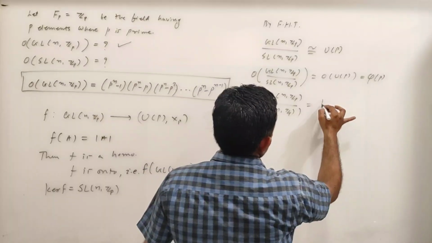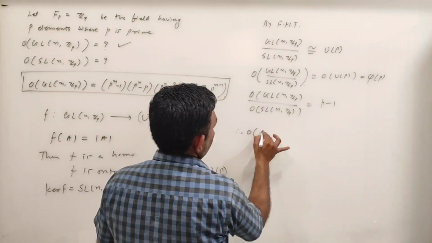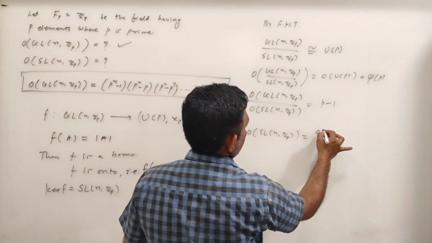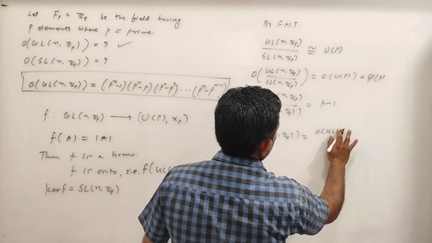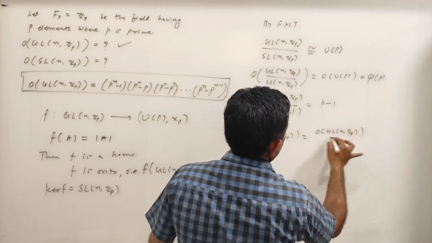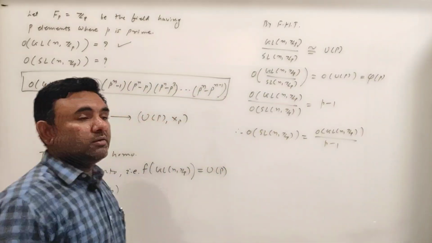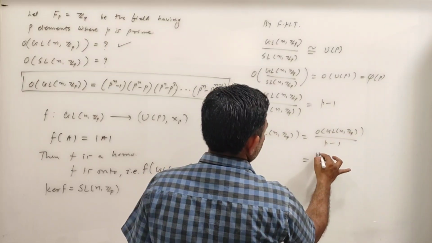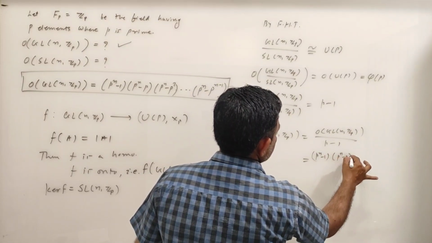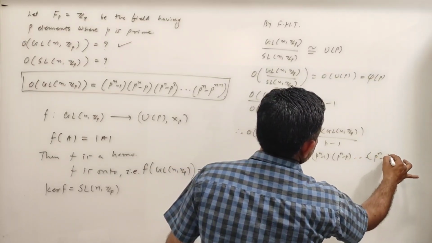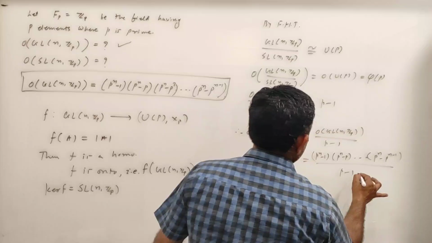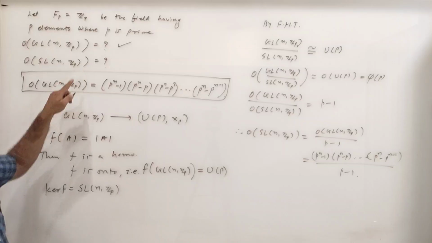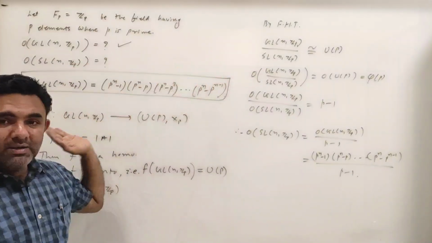So, and phi(p) is what? It is p minus 1. So therefore, order of SL(n, Zp), you take this side, so it is order of GL(n, Zp) divided by p minus 1. And order of GL(n, Zp) is what? It is (p^n minus 1)(p^n minus p) and so on, (p^n minus p^(n-1)), divided by p minus 1. Right? So order of SL(n, Zp) is what? You just divide this quantity by p minus 1.